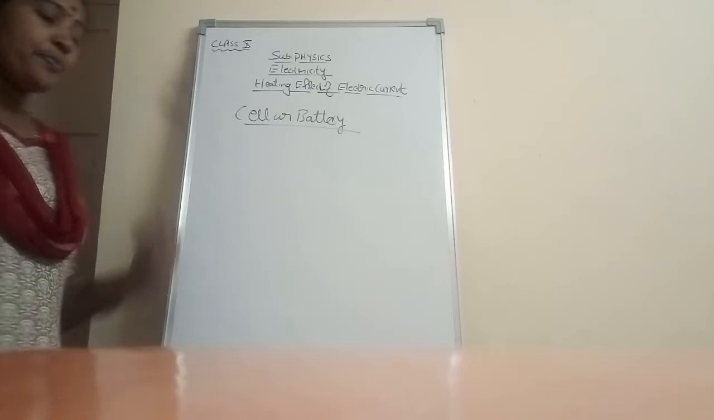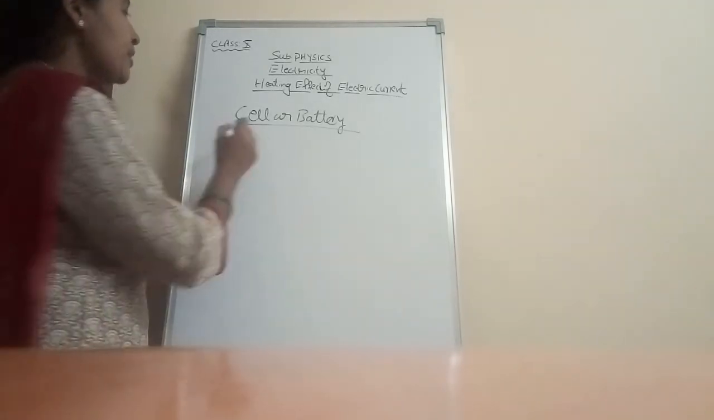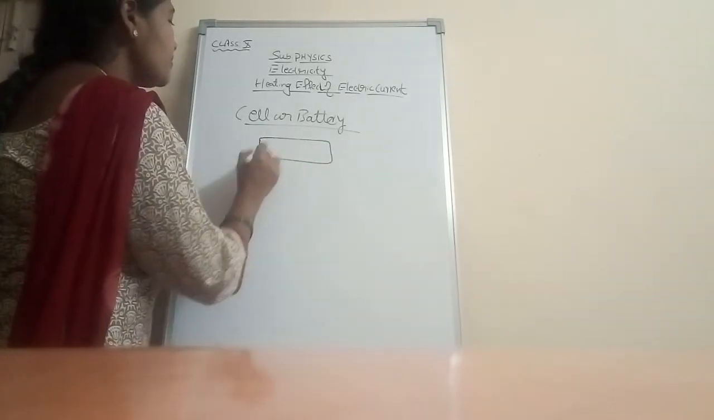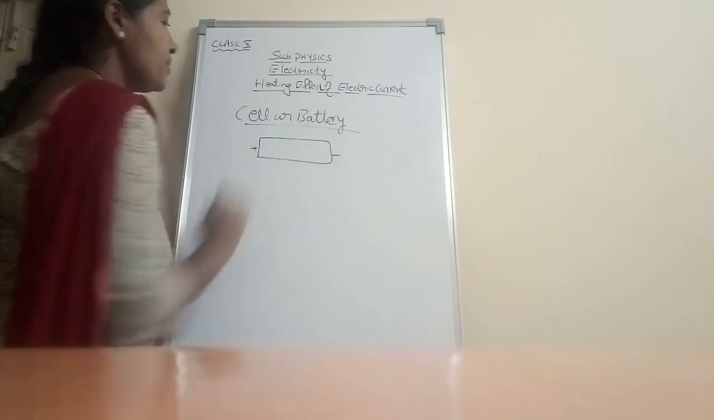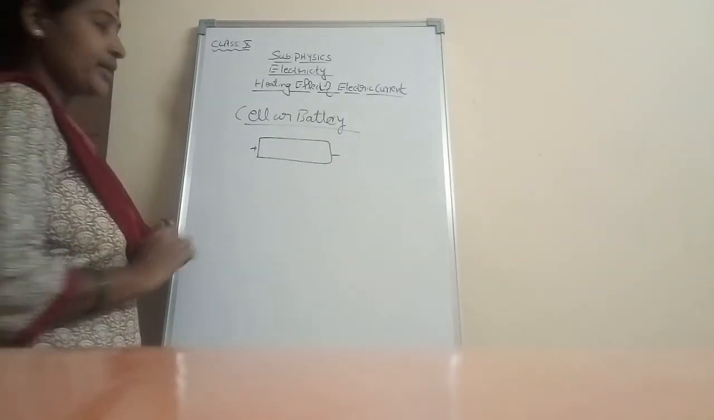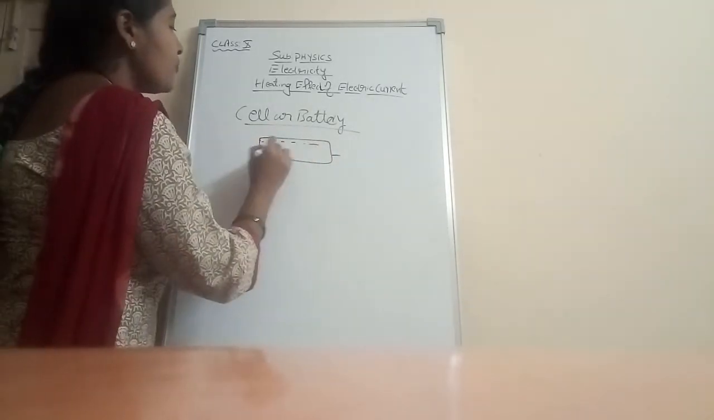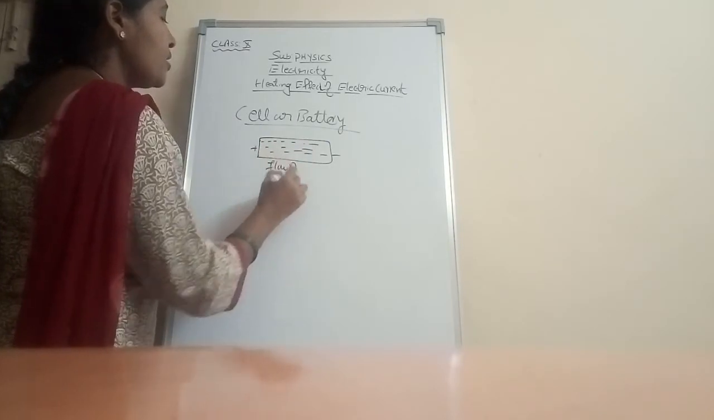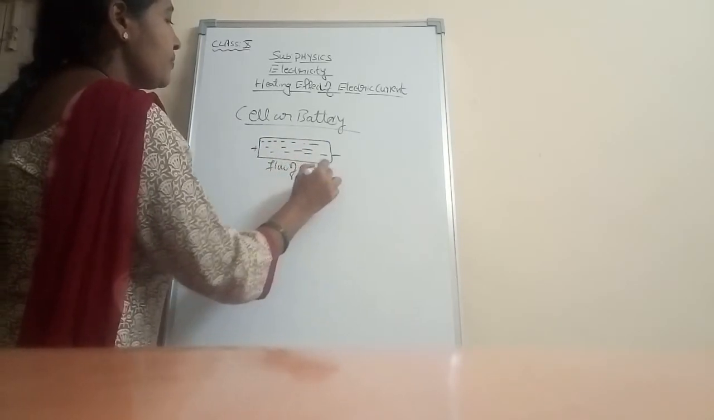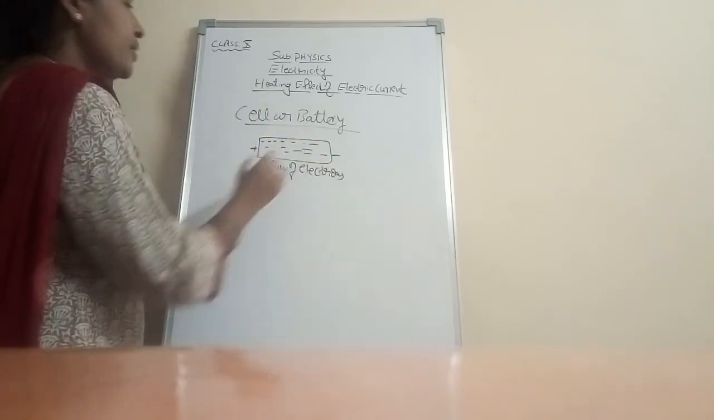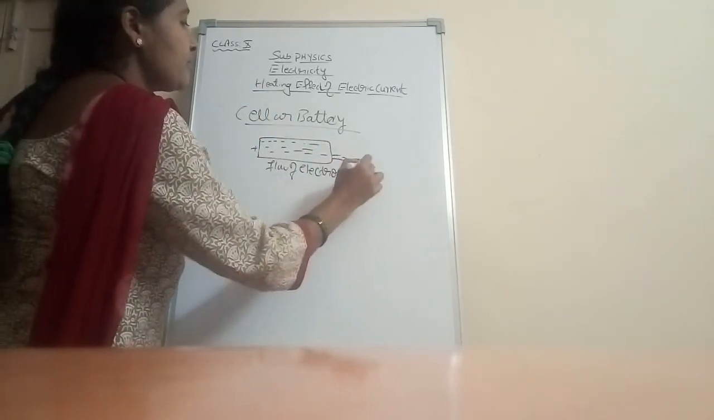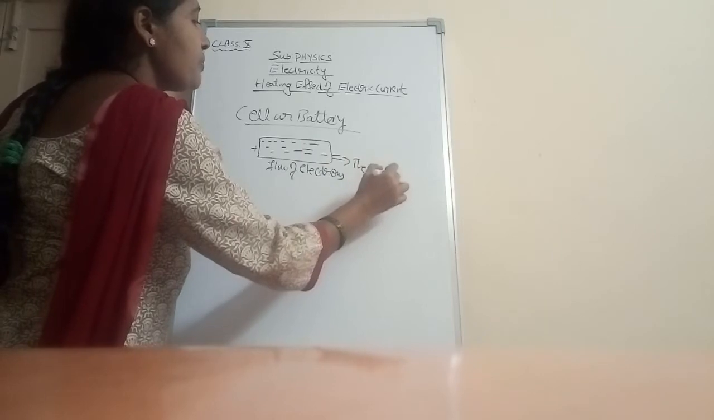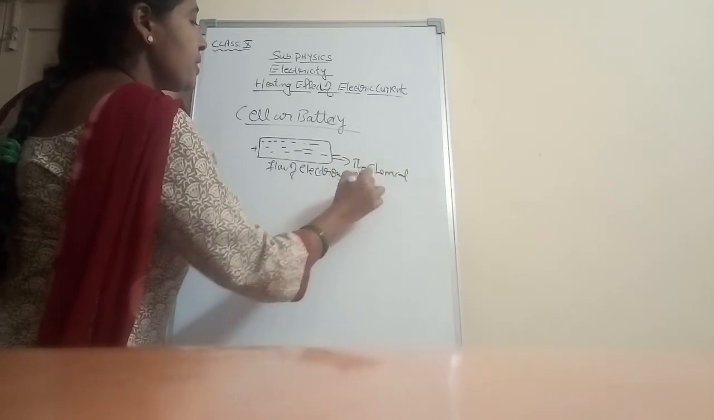So what is happening in the cell? What is happening in the cell? Positive sign will be there, negative sign will be there, correct? So here the flow of electrons will be there, children. Flow of electrons. The chemical reaction. So inside what is happening? Chemical reaction is taking place, okay?